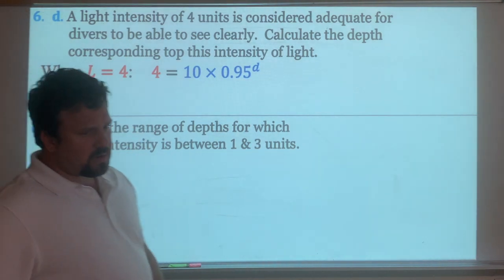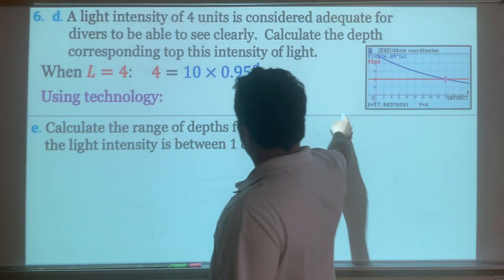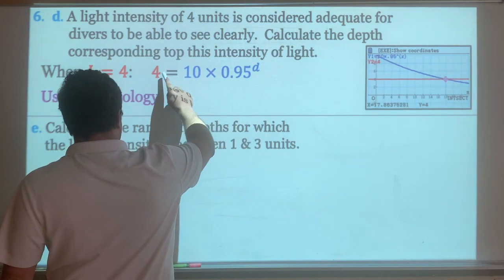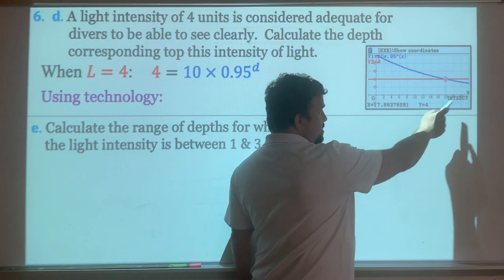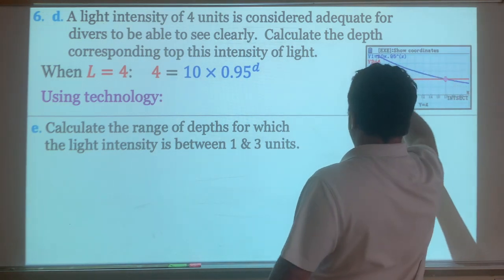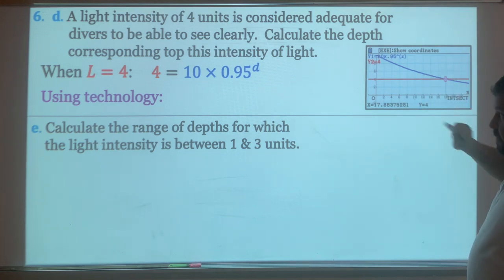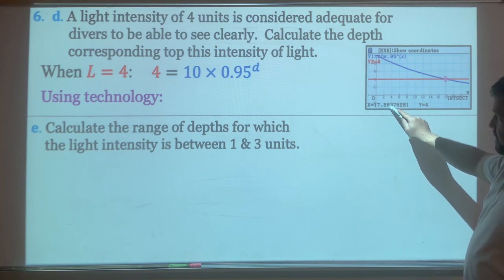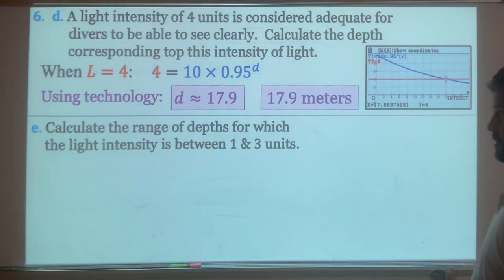How can we solve for this? Well, we're going to have to use our calculator. Okay, we're going to use technology. We're going to type in 10 times 0.95^x for y1, and 4 for y2. We're going to set our window from 0 to 20 for x, and from 0 to 10 for y. We're going to hit second trace, which is calculate. We're going to go down to number 5, hit enter, enter, enter. And we get x equals 17.86, or x is approximately 17.9, so that means your depth is approximately 17.9 meters.